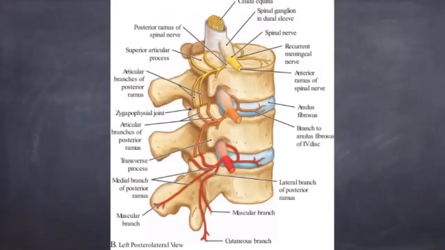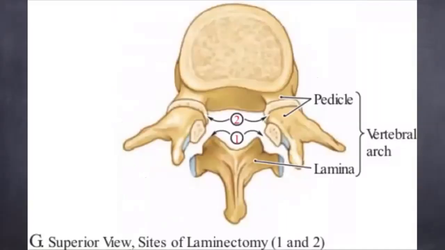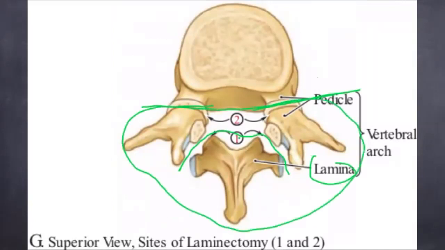You see, these are the spinal nerves. If it protrudes like this, this will exert pressure on spinal nerves. So you can remove the lamina up to this, side 1 and side 2, or you can also remove it along with the pedicles. The whole vertebral arch can be removed. That is called laminectomy, to relieve the protrusion of the intervertebral disc. It is called PIVD.